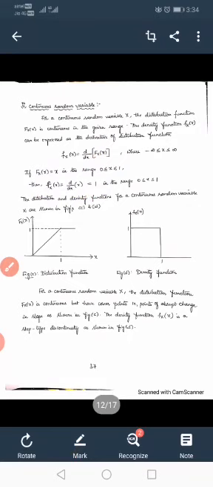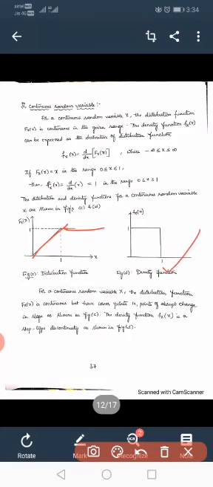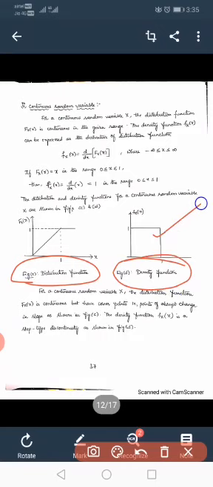So for a continuous random variable, we know the distribution function is a slope waveform, this one. But here at some particular point, there is a discontinuity in the distribution function. If we differentiate this distribution function, we get this step type discontinuity. So this is the distribution function for a continuous random variable and this is the density function for a continuous random variable.